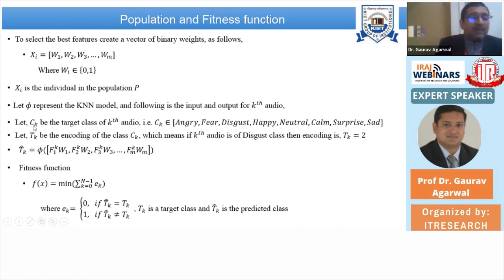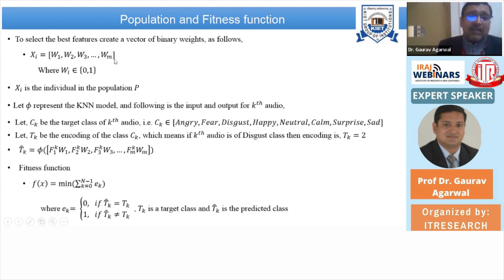What I did is, let C_k be the target class of the kth audio signal, and C_k can have any value from this domain: angry, fear, disgust, happy, neutral, calm, surprise, or sad. If T_k is the target class and it belongs to disgust, I can say it belongs to number 2. That means angry is 0, fear is 1, disgust is 2, happy 3, and so forth. In the same fashion, the feature is multiplied by W1, that is the weighted matrix.